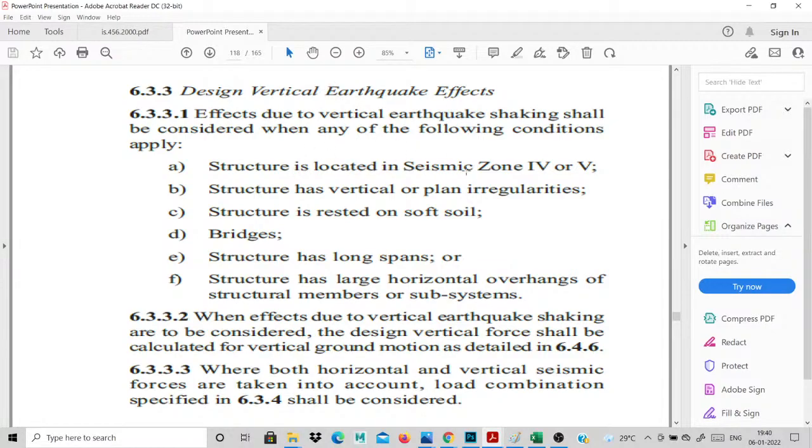If the structure is located in seismic zone 4 or 5, then you go for it if the structure has vertical or plan irregularity, or rests on soft soil. Bridges are maximum calculated for both horizontal and vertical effects, and also long span structures. These types of structures are calculated for both vertical and horizontal earthquake effects.